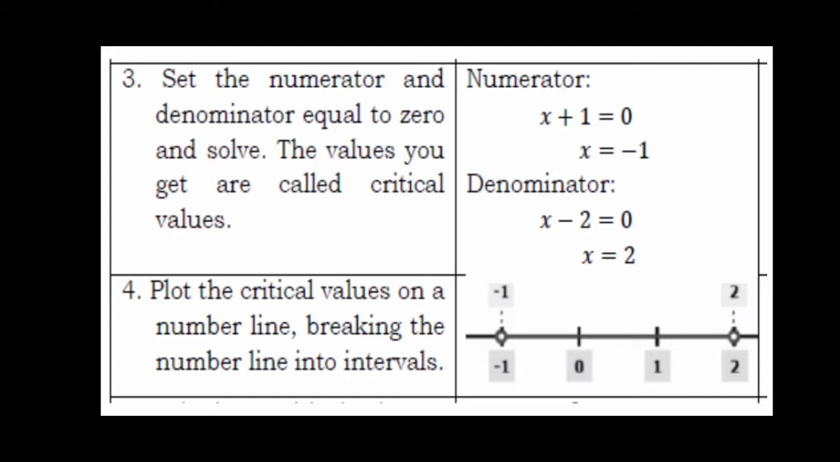Step number 4: plot the critical values on a number line, breaking the number line into intervals. We have the given number line, since our values of x are negative 1 and positive 2.